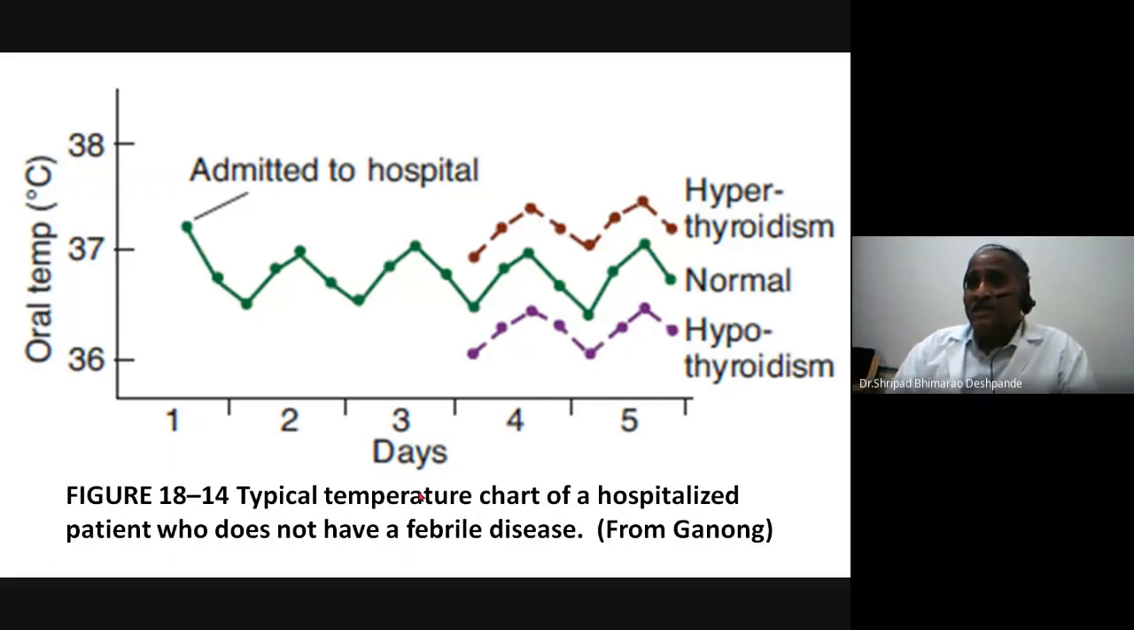You just see that it's a recording of an oral temperature in a hospitalized patient who did not have a fever. So this green one, this person is going up and down and up and down. Look at that. So this lower point is the normal range. That means there is a fluctuation of the temperature.